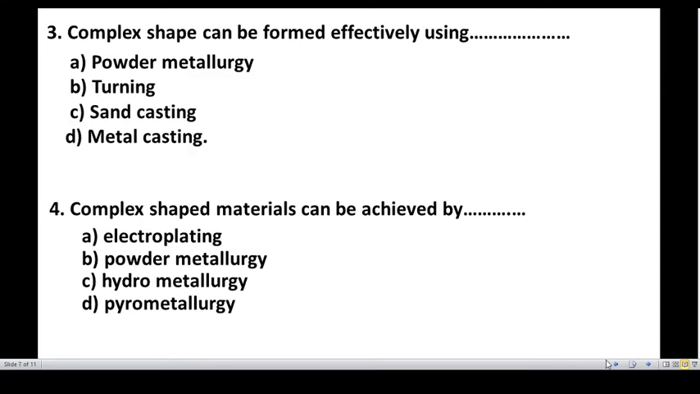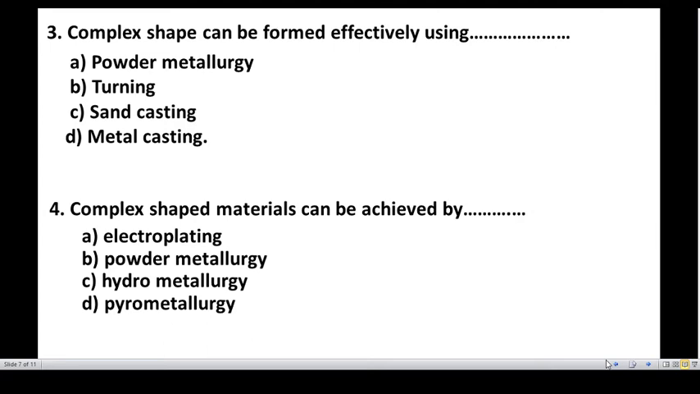And the third question is, complex shape can be formed effectively using dash: by using powder metallurgy, by using turning, by using sand casting, by using metal casting. And the correct answer is powder metallurgy. It is because the whole process can be controlled, so therefore you can prepare the required shape of the metal using powder metallurgy. So the option is powder metallurgy.